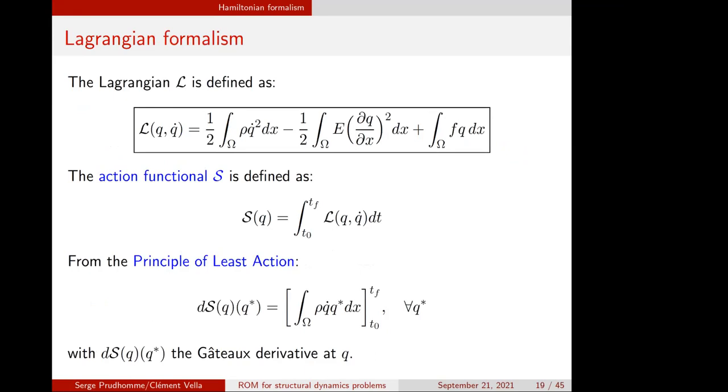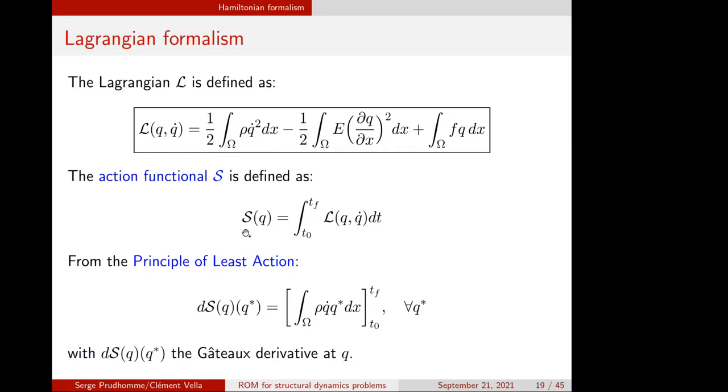Now I'm going to introduce the Lagrangian formalism. Basically, the Lagrangian was defined as such. It's almost the same as the Hamiltonian, except for an extra term. And in the Lagrangian formalism, we have only Q and Q dot. We don't introduce a new variable. And we follow the same steps as before.